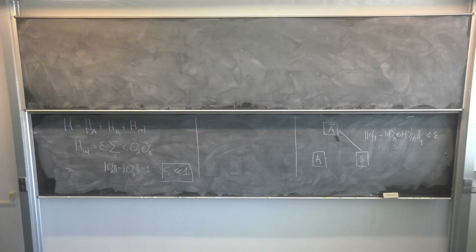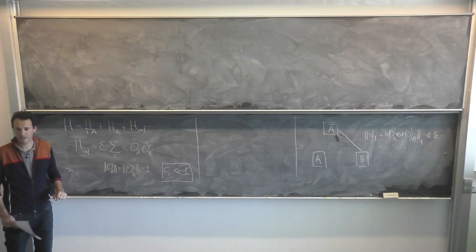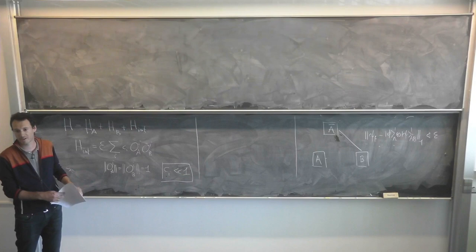Question? How many O's are you summing over? Because if the c's are small, but you're summing over many operators? I would say a small number of terms. I'm being very sloppy here, but not too many terms, because if you have strong coupling and many terms here, then you're approaching the situation where you have a random unitary.